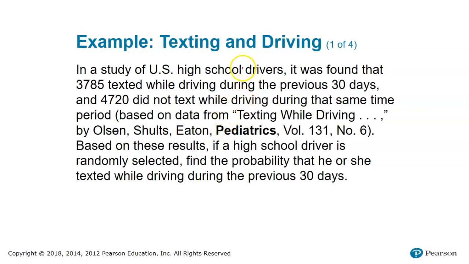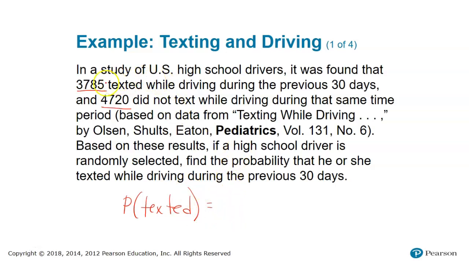Okay, here's one example on texting and driving. In a study of U.S. high school drivers, it was found that 3,785 texted while driving during the previous 30 days, and 4,720 did not text while driving during that same time period, and it gives the reference here. Based on these results, if a high school driver is randomly selected, we want to find the probability that he or she texted while driving during the previous 30 days. So we're looking for the probability that they text while they were driving.